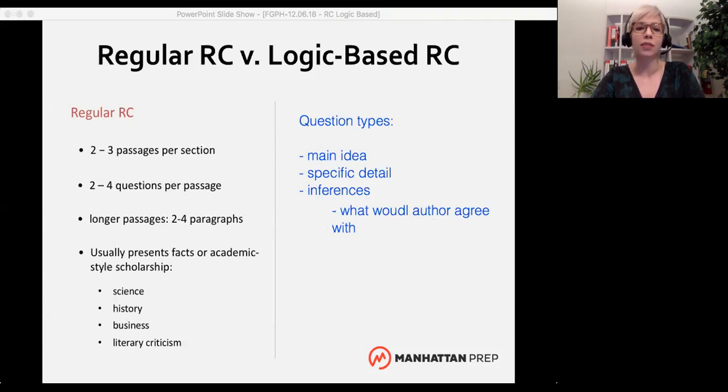So what's different about the logic-based reading comprehension? That is a totally different style. Can anyone summarize what makes the logic-based ones different?